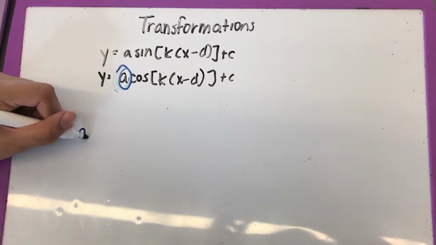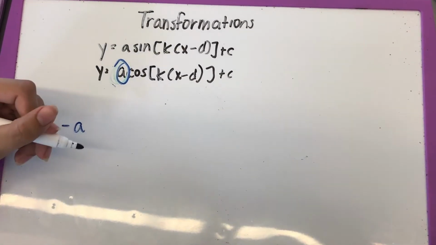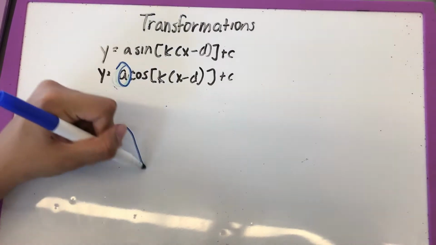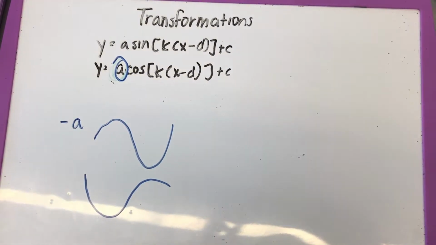So if our a value is negative, that means that there will be a reflection on the x-axis. So if our graph were to look like this, the reflection would result in the graph looking like that.